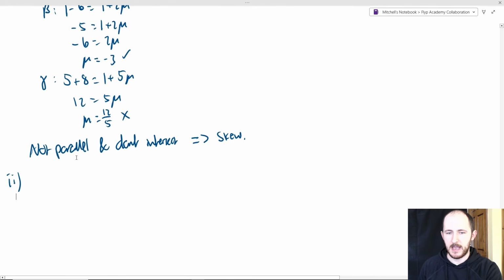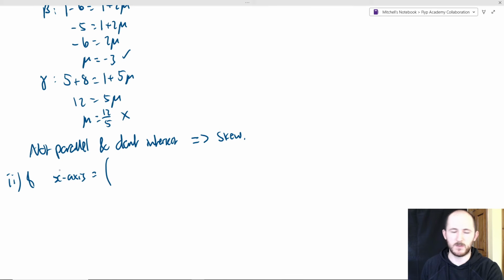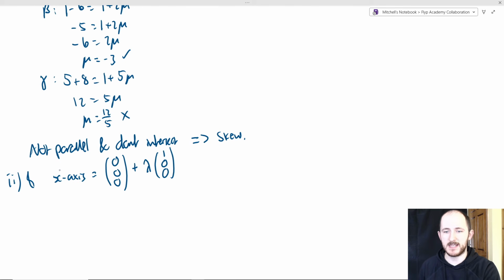The equation for the x-axis, right? So if I were to get an equation of a straight line for the x-axis, it's not the only point, but it passes through the origin, right? 0, 0, 0. And then plus some lambda. And what is the direction component? Well, it's only 1 in the i component, so it's 1, 0, 0. Okay, so this is the equation for the x-axis. For the y-axis, it would be 0, 0, 0 plus lambda 0, 1, 0, and so on.